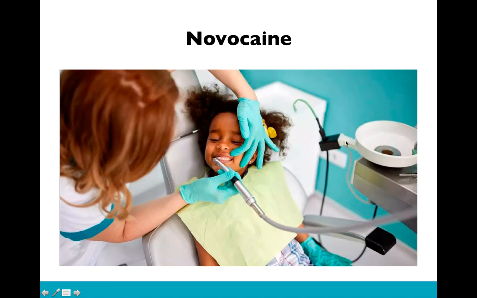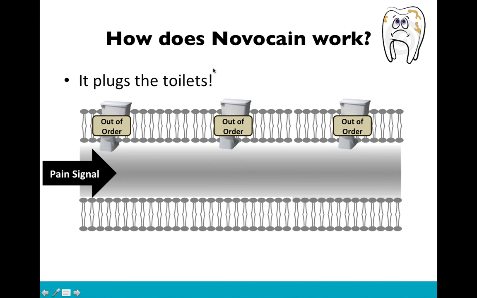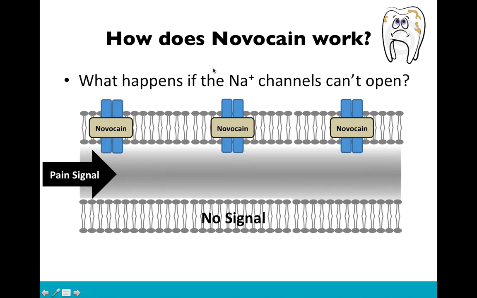If you've ever been to the dentist, you may have been given a drug called Novocaine. This numbs your mouth so you don't feel any pain. Well, this basically works by stopping the toilets from flushing. It plugs the toilets, not real toilets, but in our cells, in our neurons, it stops the sodium channels from opening. So Novocaine blocks the sodium channels and they can't open. If they can't open, sodium can't come in and your neuron cannot send electricity regarding the pain signal and you won't feel pain.